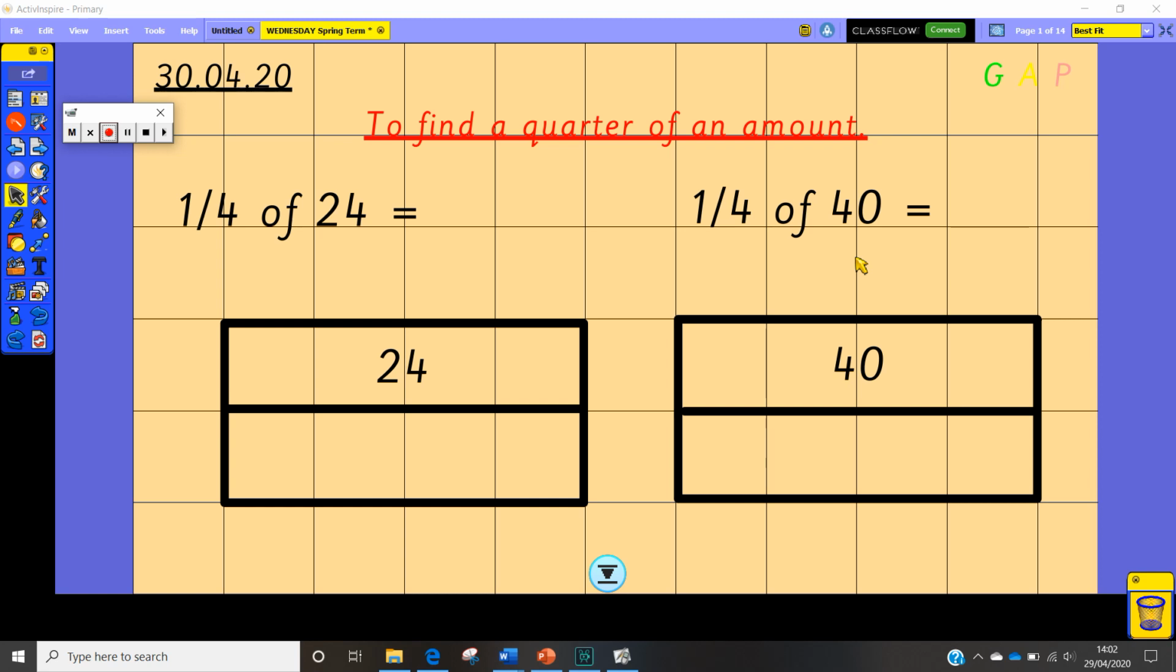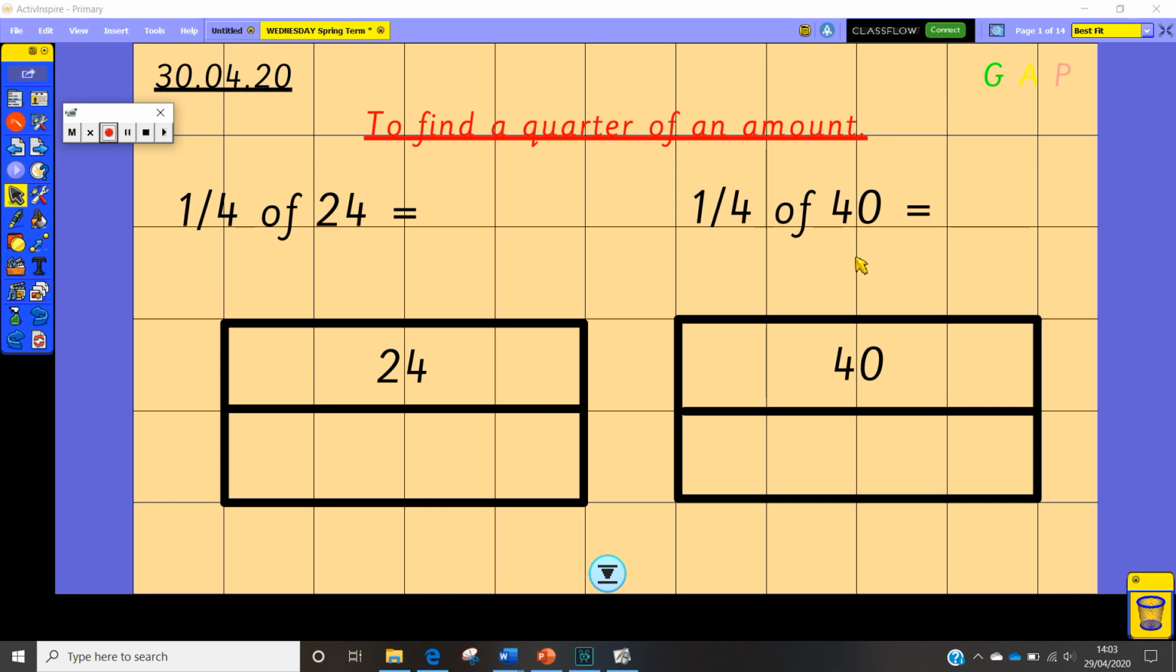Stop your video now. Answer those questions in your books and then come back onto the video and see if you've got the right answer, so that you are using this time really well to practice that maths. When you press play, you'll have all of the answers. So, 1/4 of 24 then.